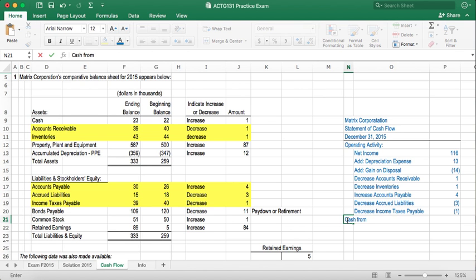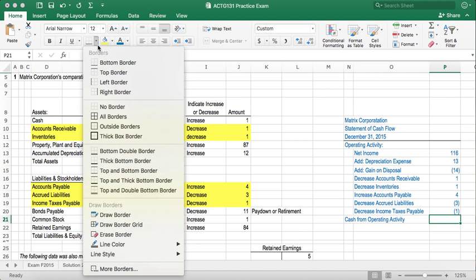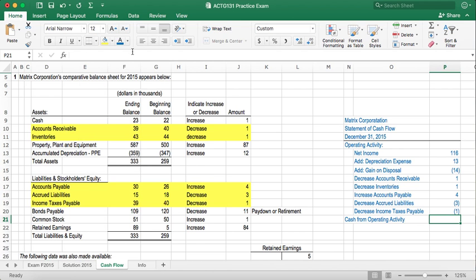Now we're going to net this. Let's hold on to it with a holding line because we're going to use this a little later. So we're going to net all those, and it comes to 117,000. Okay, so we have our operating.